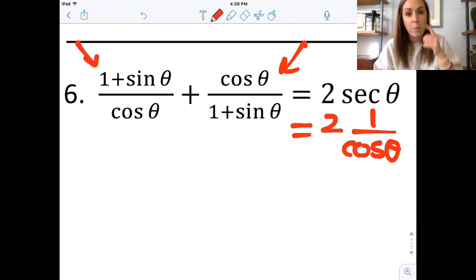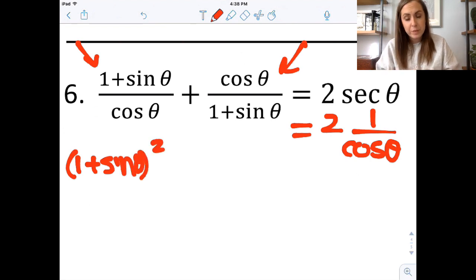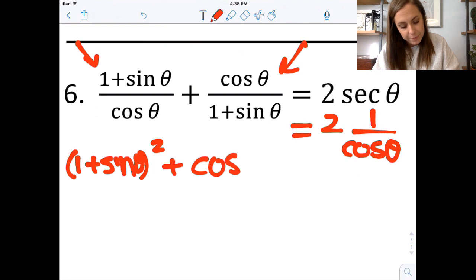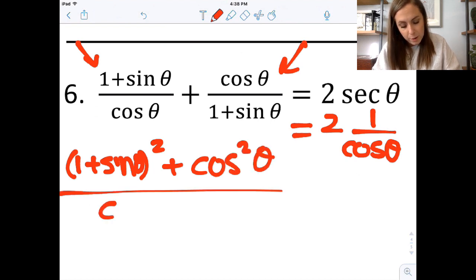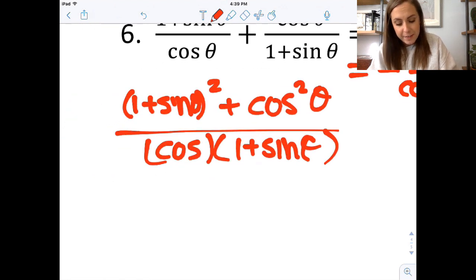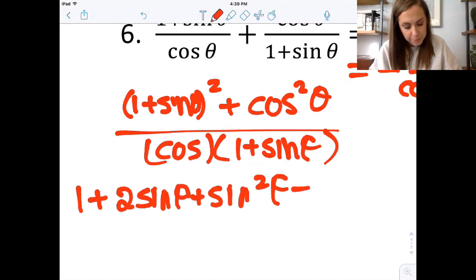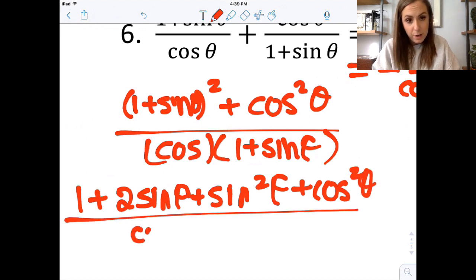And what that gives me is 1 plus sine squared plus cos squared over cos times 1 plus sine. Okay, add your numerators when you add fractions. Now, 1 plus sine squared, I can expand that out. That's 1 plus 2 sine theta plus sine squared theta plus cos squared. And my thetas are not connecting for some reason right now. All over cos times 1 plus sine.